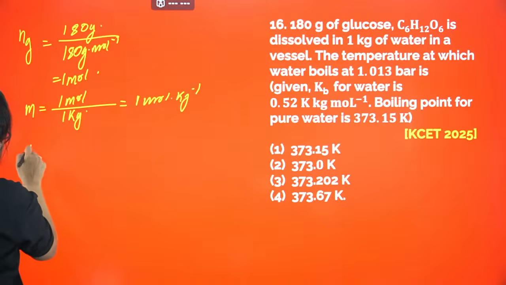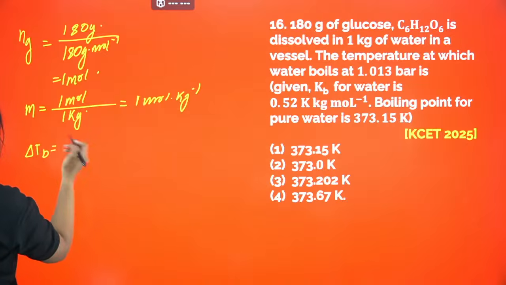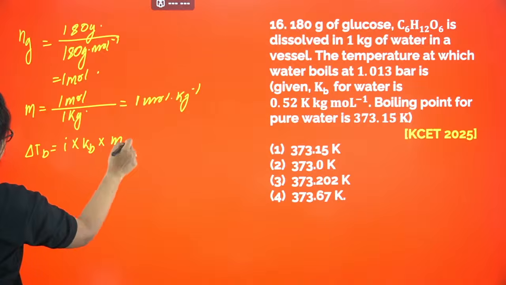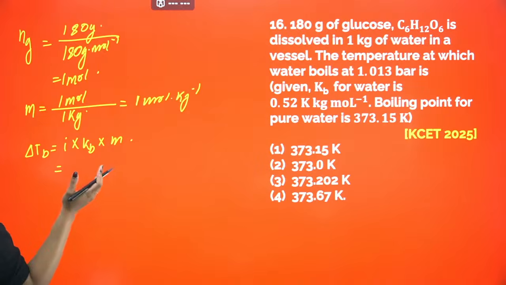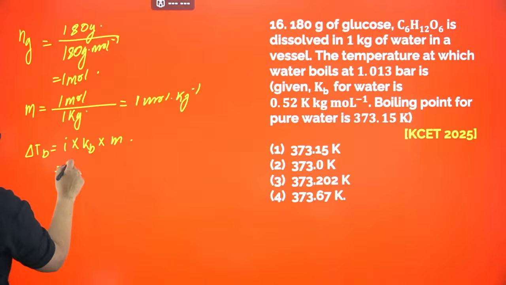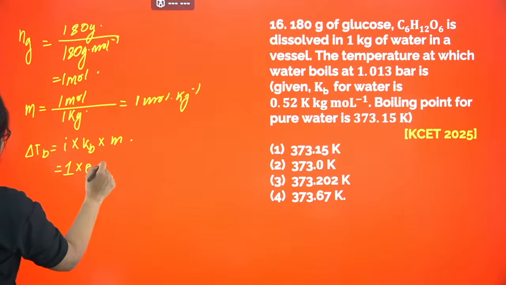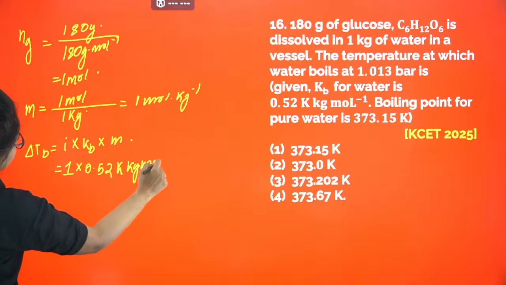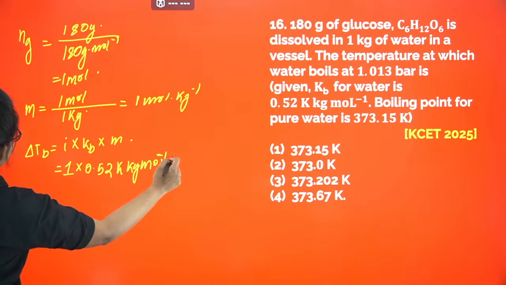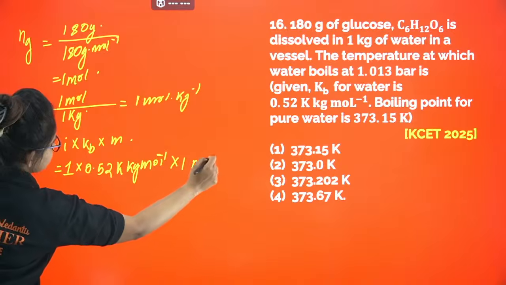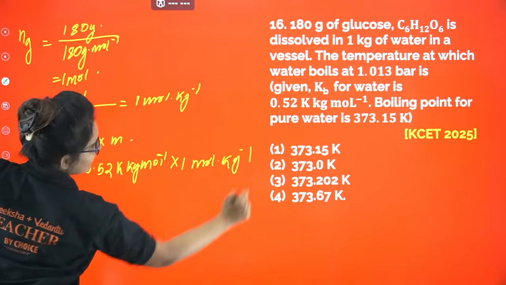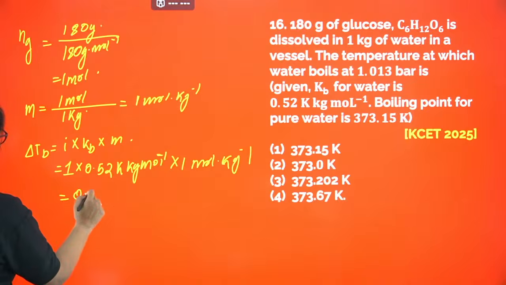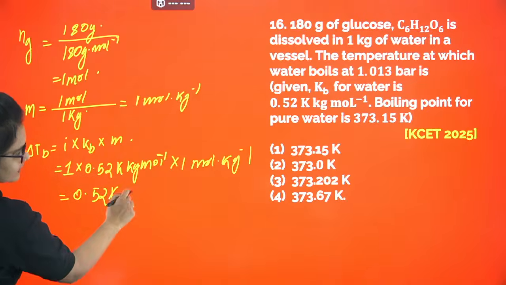Now you have to find delta TB. Simply put i into Kb into m. Glucose is a non-electrolyte and will not dissociate, so i is 1, into 0.52 Kelvin kg mole inverse, into 1 mole per kg. Every unit will cancel out and you will end up with 0.52 Kelvin.